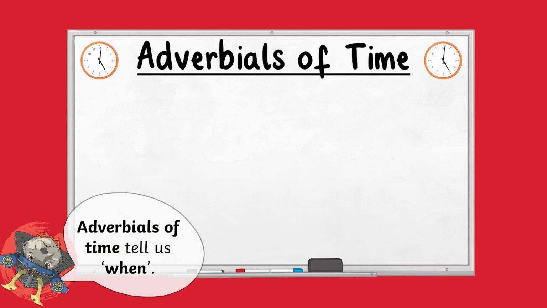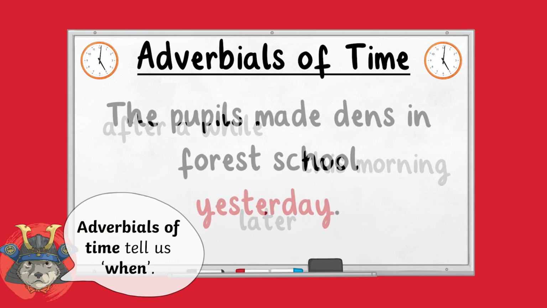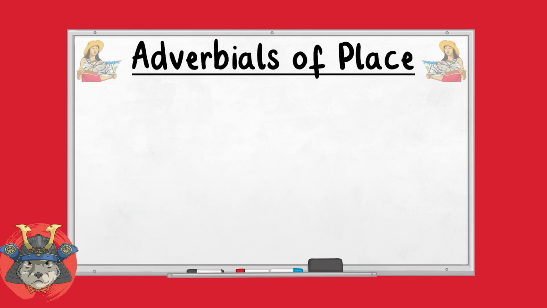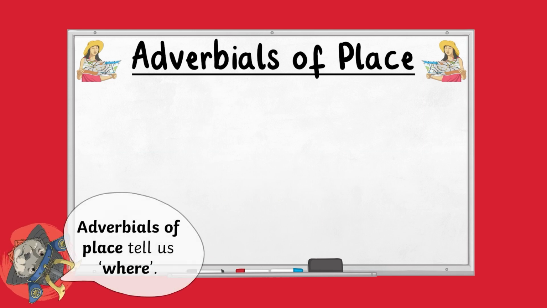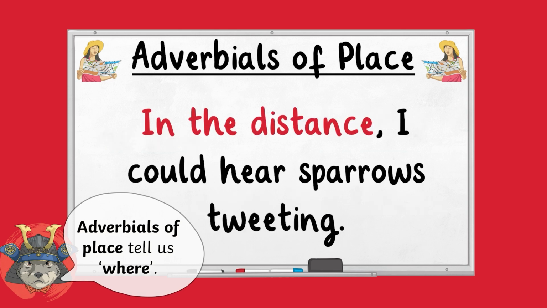Adverbials of time tell us when, such as after a while, this morning, later. The pupils made dens in Forest School yesterday. Adverbials of place tell us where, such as nearby, above the clouds, far away. In the distance, I could hear sparrows tweeting.